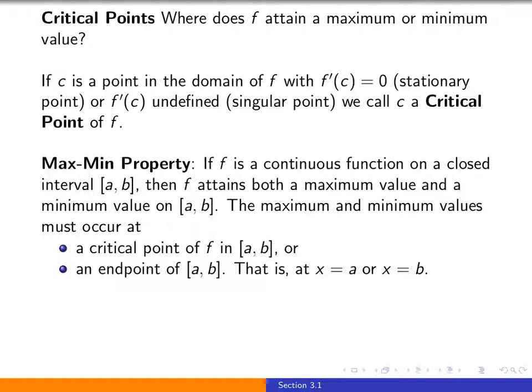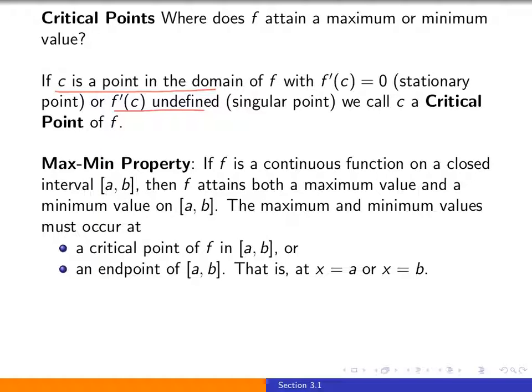And something about this second type of point is very important to note. c has to be a point in the domain with f prime of c undefined. So the typical critical point we are going to have is just where the first derivative is equal to 0, but occasionally we will have this second type of critical point as well.